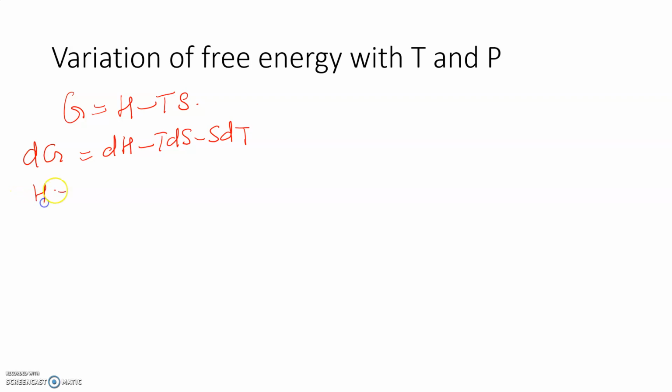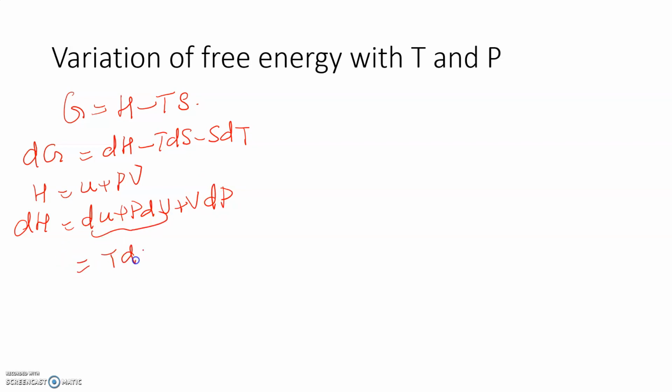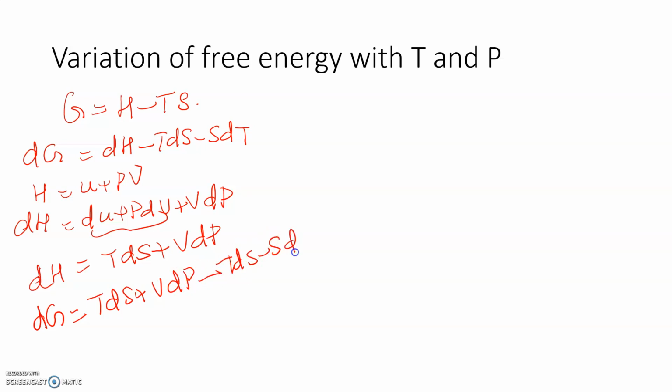Okay, what is H? H is U plus PV, or dH is equal to dU plus PdV plus VdP. What is dU plus PdV? That is TdS from the combination of first and second law. Therefore, dH is equal to TdS plus VdP. Substituting the value of dH, we get dG is equal to TdS plus VdP minus TdS minus SdT. TdS and TdS cancel out, and what is left is dG is equal to VdP minus SdT.